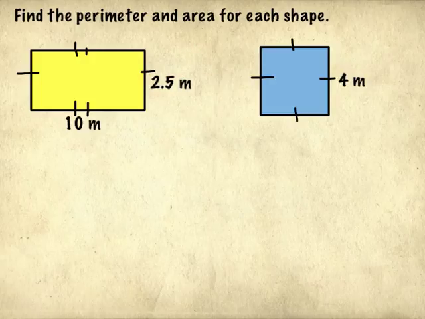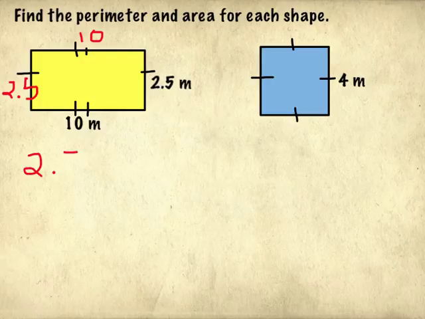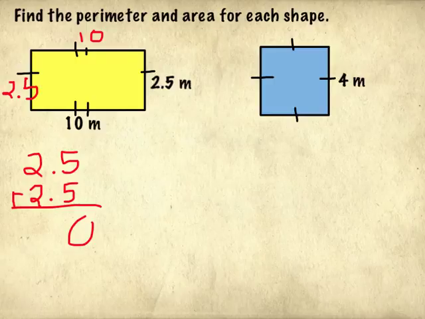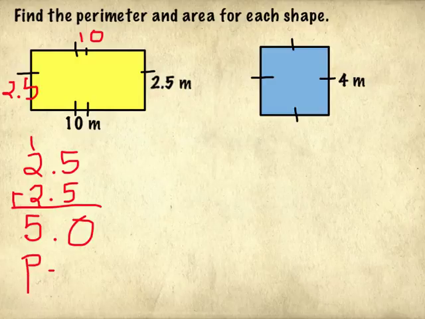So for the perimeter for this one, I first have to figure out what is going to be the length of the missing sides. So I know these guys are equal, so that'll be 10 and this will be 2.5. So then to find the perimeter, I'm going to add those up. 10 and 10 is 20. 2.5 plus 2.5. I know 2 halves make a whole, so I probably could have done that in my head. So 20 plus 5 is 25 meters.